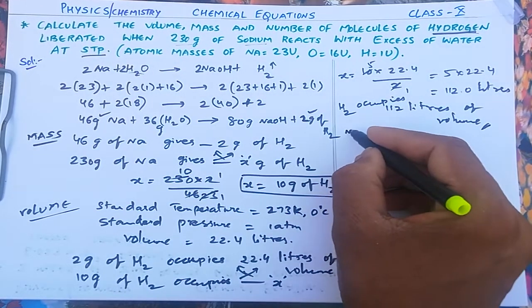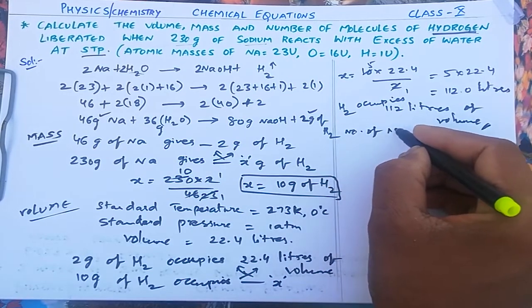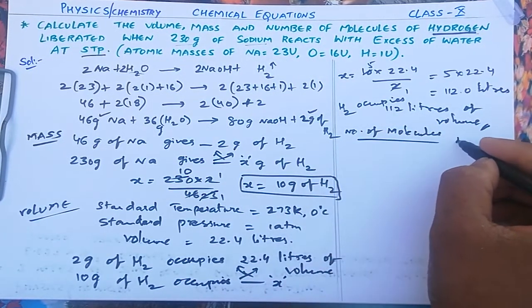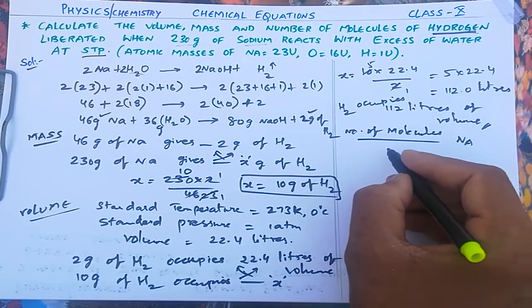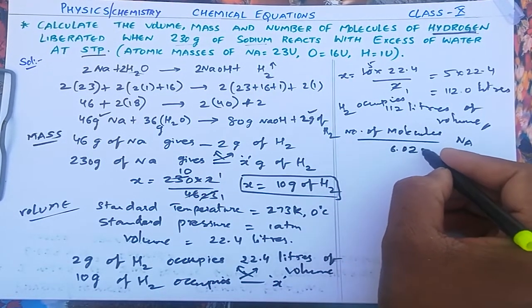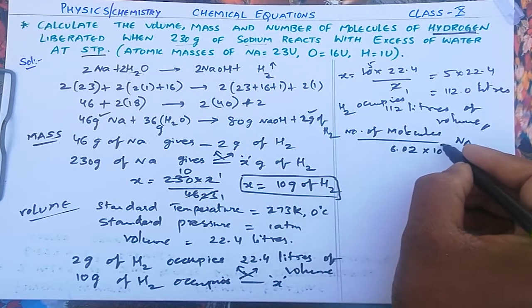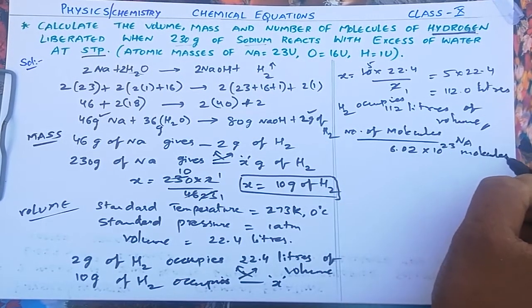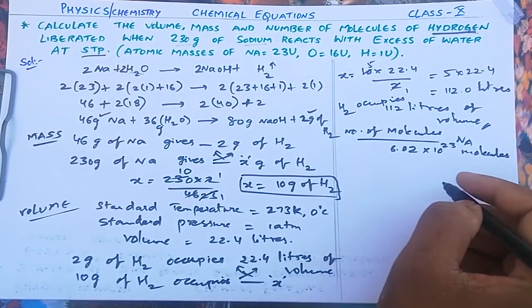Then number of molecules now. Number of molecules, how to find? According to the Avogadro number N_A, 6.02 into 10 to the power of 23 molecules. That is 1 mole equal to 6.02 into 10 to the power of 23 molecules.